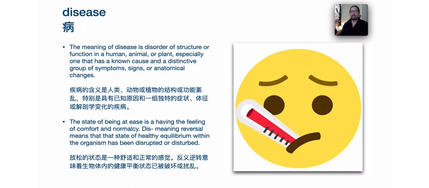Disease. The meaning of disease is disorder of structure or function in a human, animal, or plant, especially one that has a known cause and a distinctive group of symptoms, signs, or anatomical changes. So the state of being at ease is having the feeling of comfort and normalcy. Dis, meaning the reversal, means that the state of healthy equilibrium within the organism has been disrupted or disturbed.